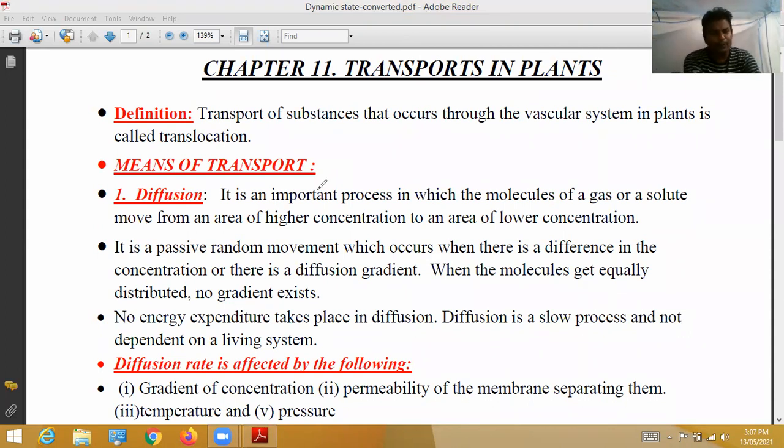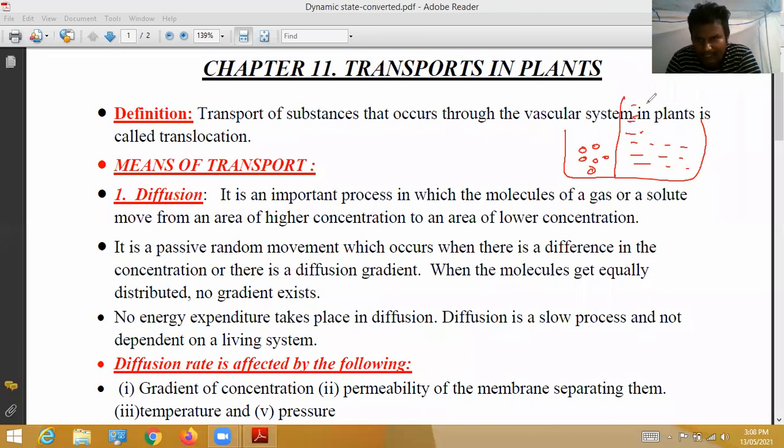Diffusion is an important process in which the molecules of a gas or solute molecules move from an area of higher concentration to an area of lower concentration, till both the concentrations become equal. So this is called diffusion. Simply, this is the definition of diffusion.